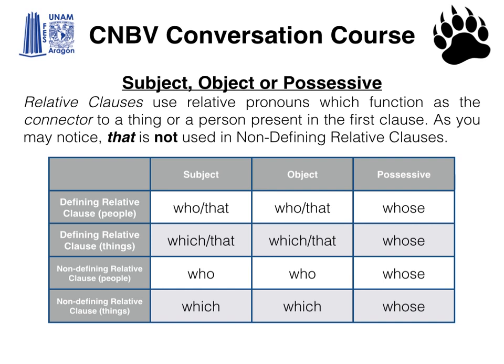For non-defining relative clauses, in this case for people, the subject is represented by who, the object is also represented by who, and possessive whose as well. Non-defining relative clauses for things: in this case for the subject it is which, for the object it is which, and for the possessive it is whose.